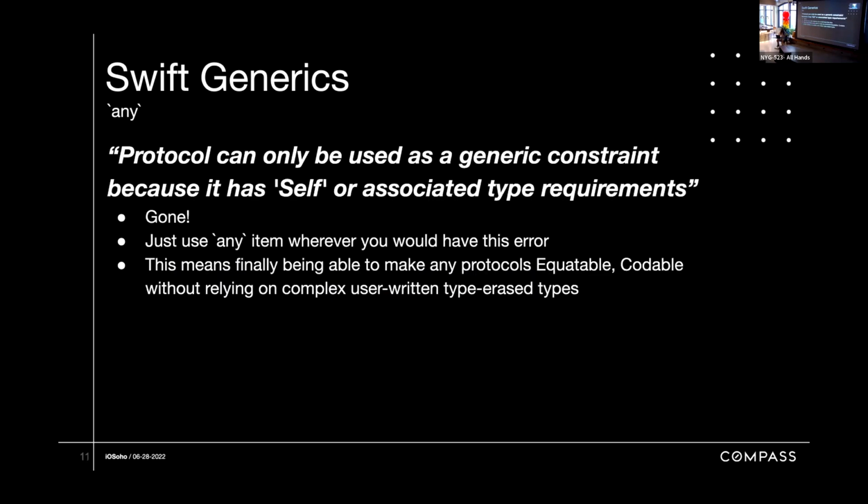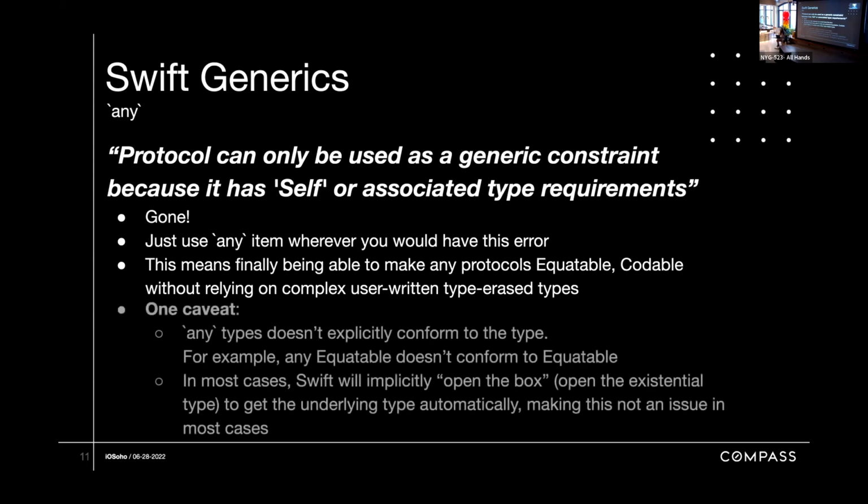So it means that in Swift 5.7, the error that used to happen all the time, if you work with Hashable or Equatable, is basically gone. Now you can basically replace that with any, and the code will pretty much work. It means that you can now make any of your old protocols, Equatable, Codable, or anything else, without relying on complex user-written type-erased types, which you might have done in the past.